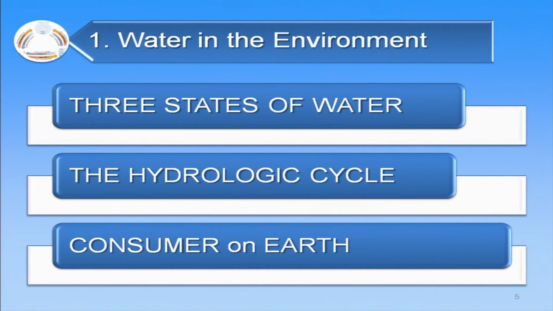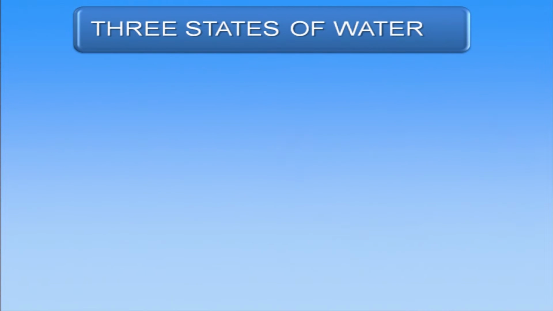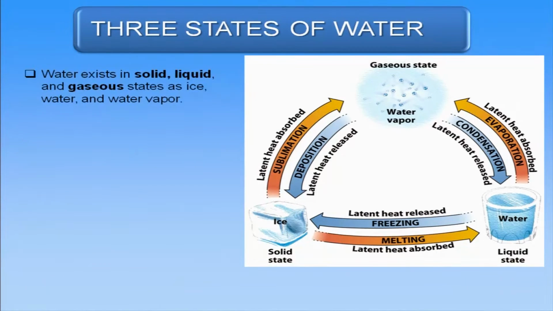So water in the environment, we'll see one by one. It appears in three states. Then we will talk about the hydrological cycle and consumers on earth. Moving to the first part, the three states of water: we see it in a gaseous state, in a liquid state and in a solid state. The transfer from one form to another is well known. Water exists in three forms: solid, liquid and gas, as ice, water and water vapor.